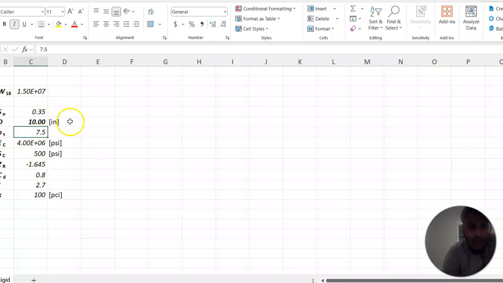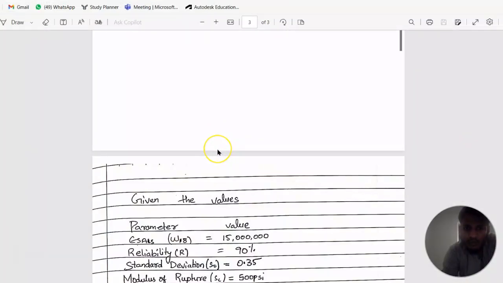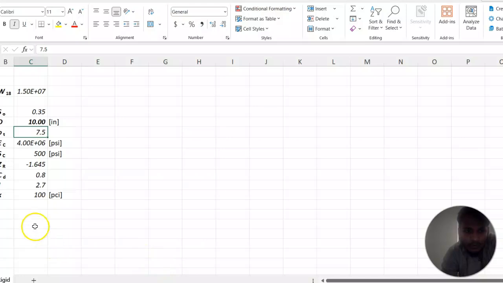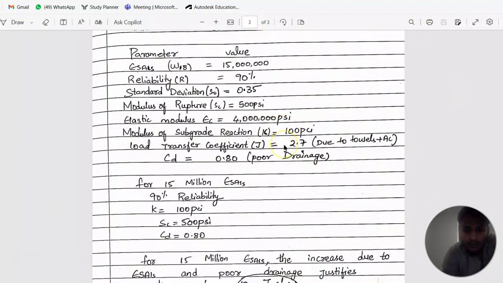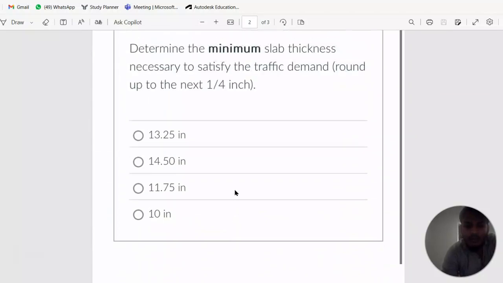These are all the answers we got for the exam. Let me show you all these things in the file. You can see here all the things, 100 pci, and this is what we got for 15 million ESALs. The increase due to ESALs and poor drainage justifies rounding up to 10 inches. So of the 4 options, this option is the correct one. Thank you.